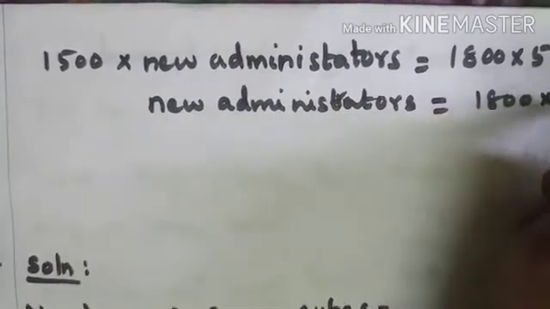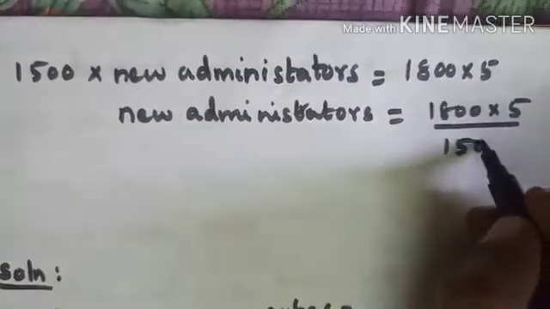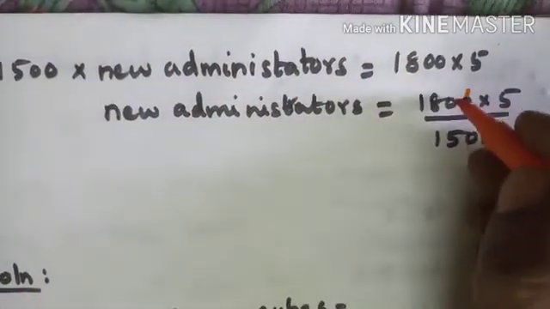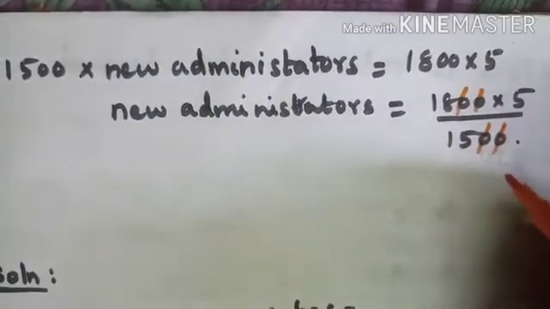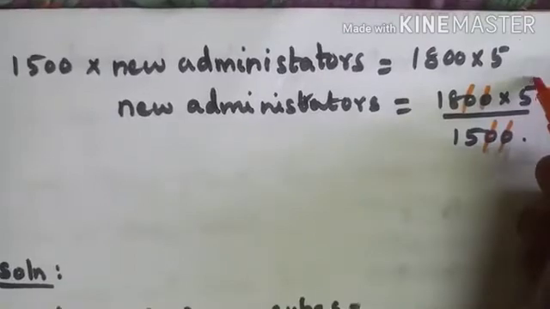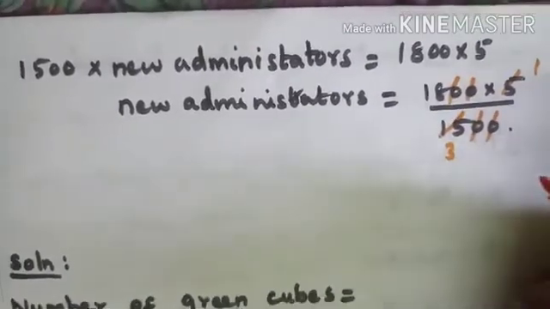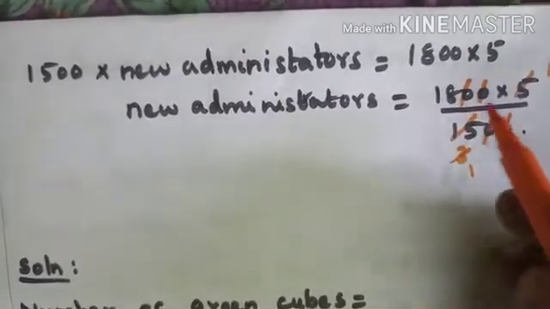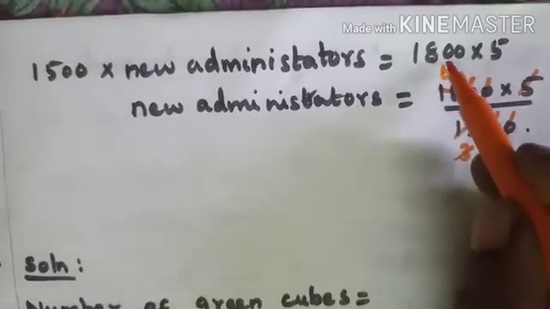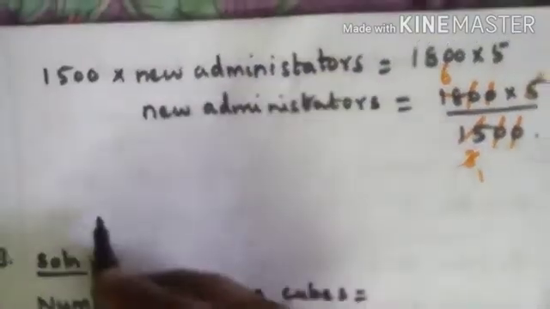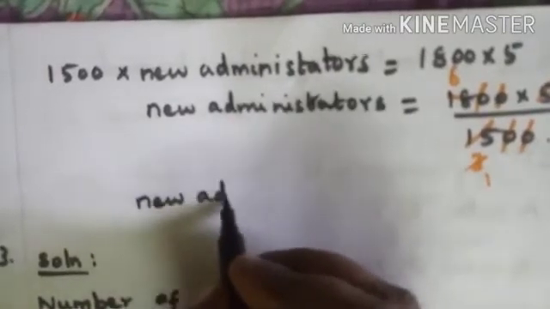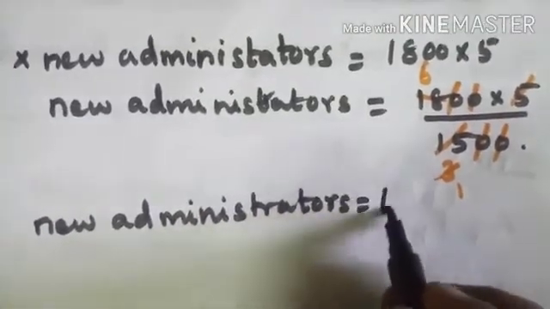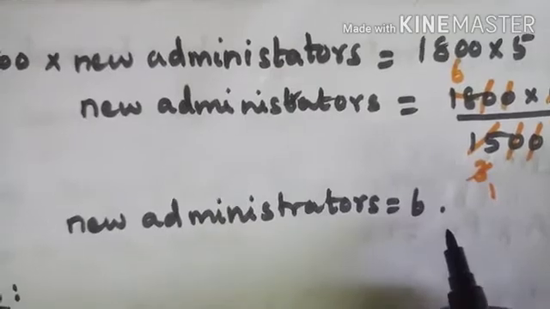Thousand 800 into 5 divided by 1500. Now here we can strike 0 0. So 2 zeros we can strike in the numerator, 2 zeros in the denominator. Here 1 5 is 5 and here 3 5s are 15. Next you see 18 by 3. 1 3 is 3 and here 6 3s are 18. Therefore, how many new administrators are there? 6 new administrators. So the new administrators equal to 6.